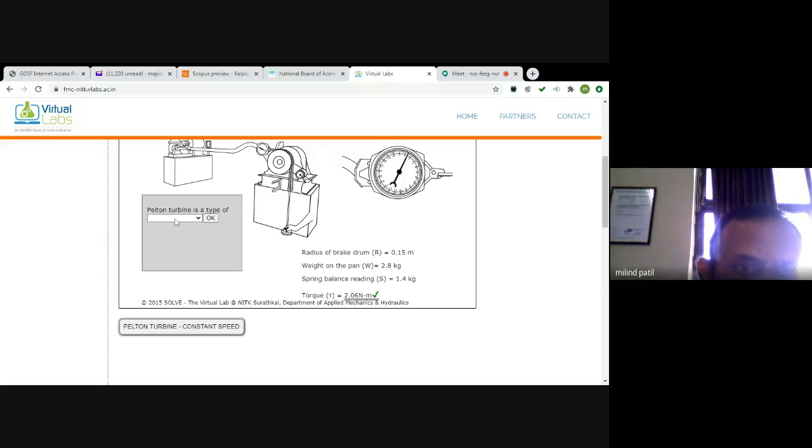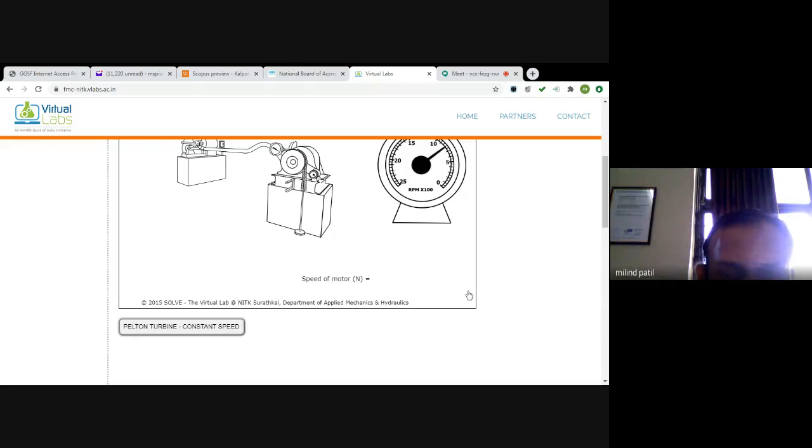Pelton turbine is a type of impulse turbine. You must answer these questions in between, and then the next slide will open. This way it is open now. Measure the speed. Speed is 930. Now observe the speed. Previously the speed was 1100 rpm, but now the speed is 930 rpm because we added a load in the pan. We added a load over the turbine. That's why speed is now decreased.